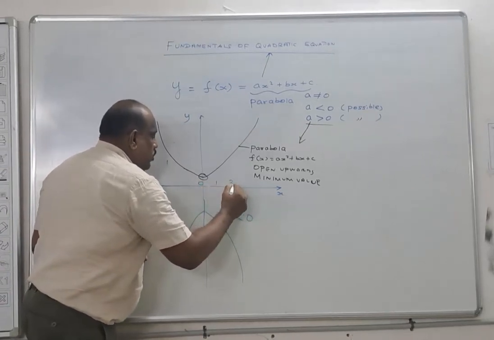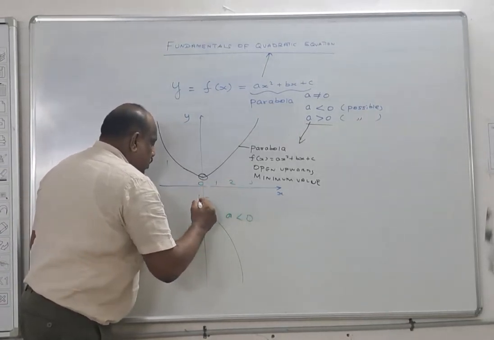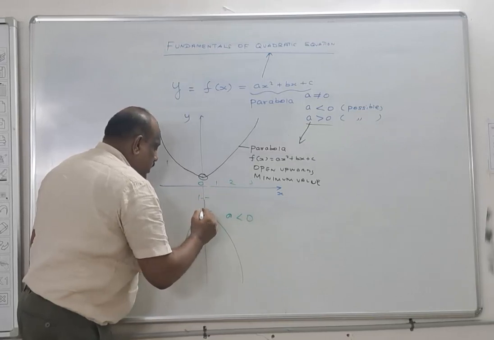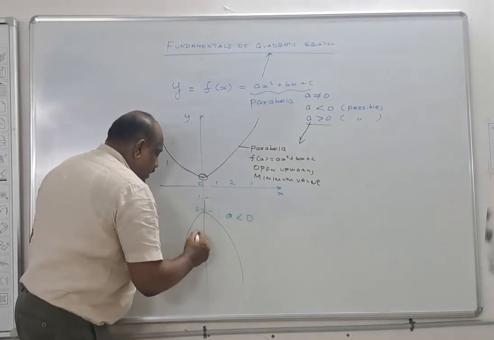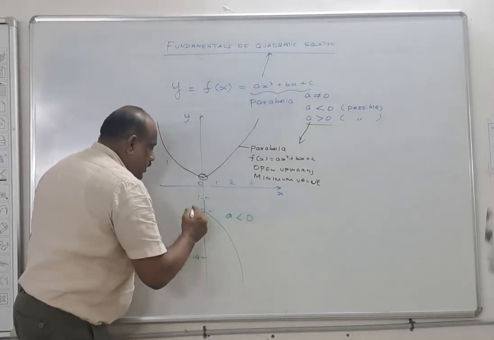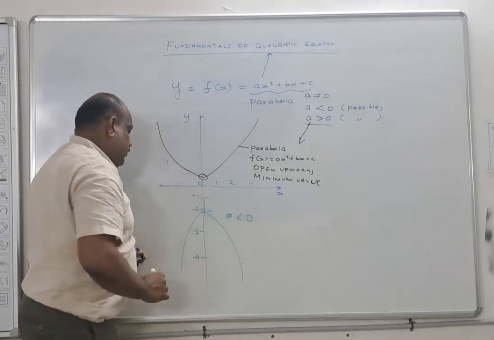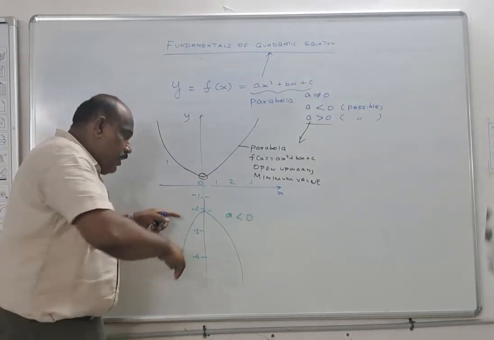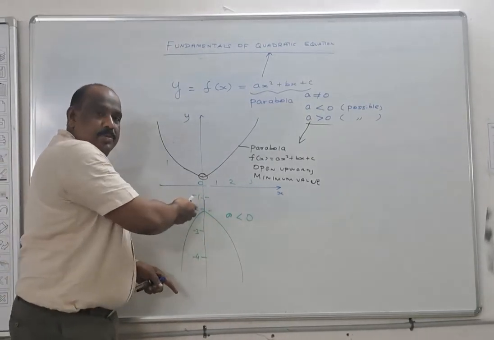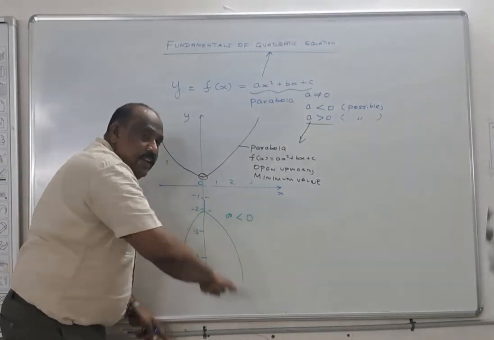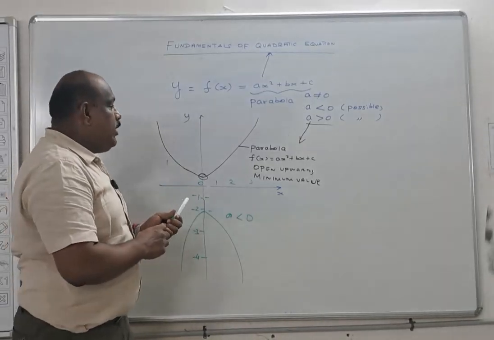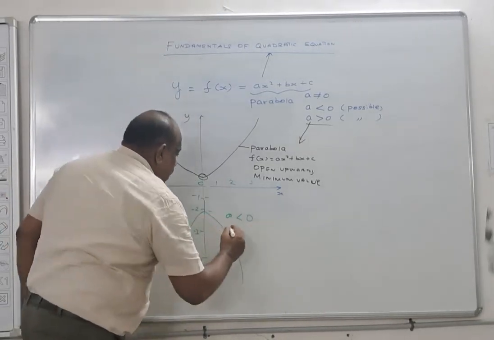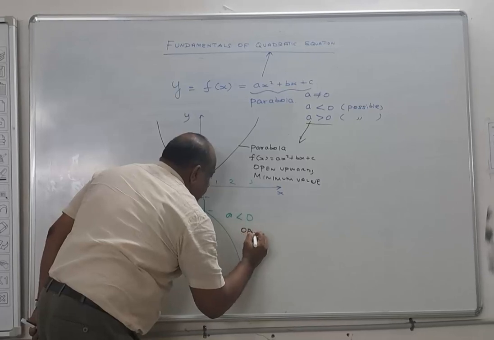Why? It is 0, 1, 2, 3, then minus 1, minus 2, minus 3, minus 4 like that. Now what I'm saying is, this is the maximum value I can get, because minus 4 is less than minus 2. This curve is going downwards, so it's called open downwards. When a is less than 0, it is called open downwards.